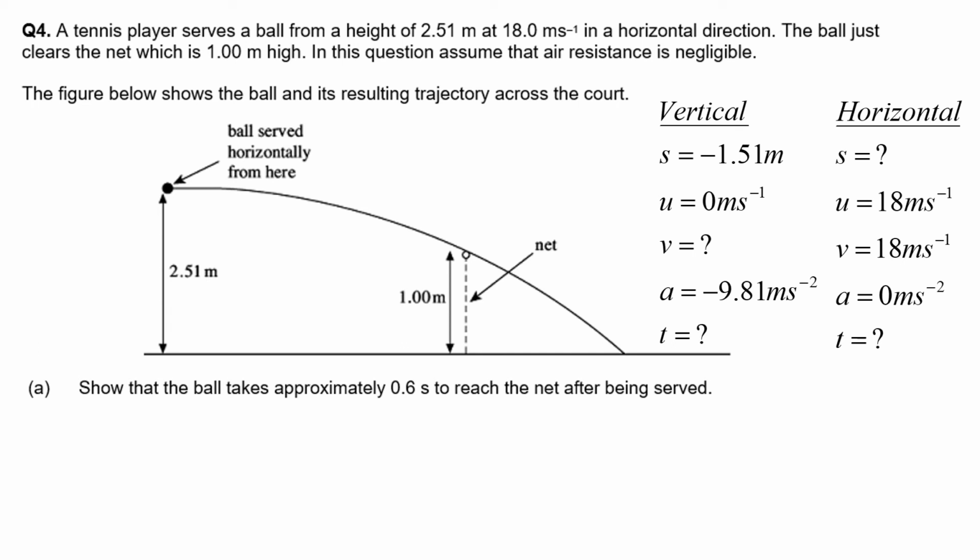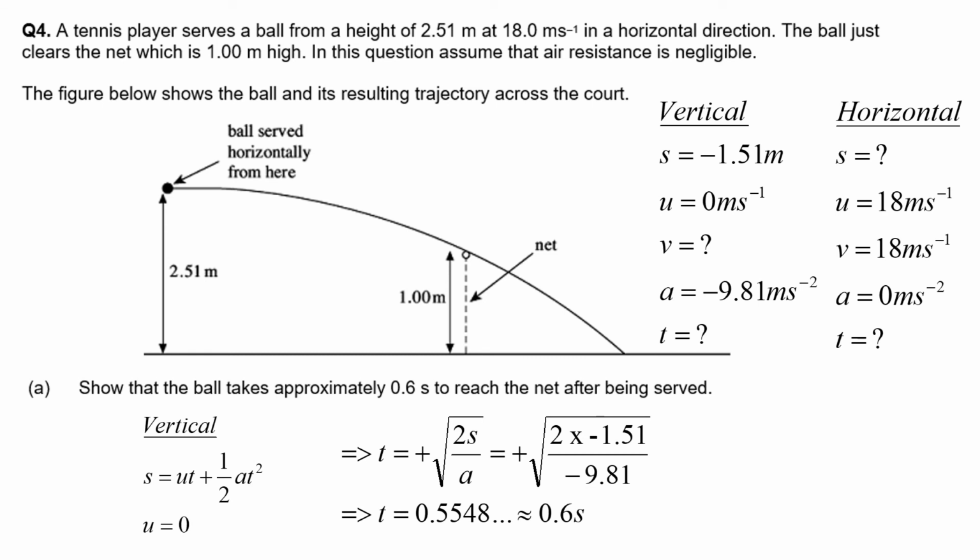So we want to find time, but we don't have v, so that tells us we're going to use s equals ut plus half at squared, but u equals 0, so we can simplify it. We rearrange to make time the subject. We take the positive square root because time is a scalar. We put our values in and we get a time of 0.5548, which is roughly 0.6.